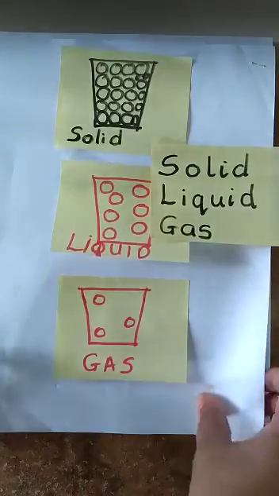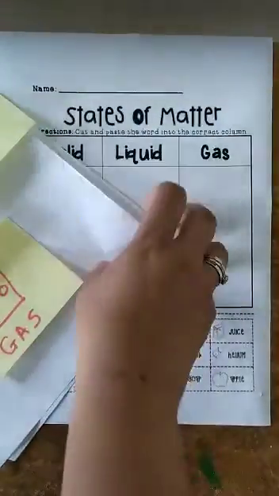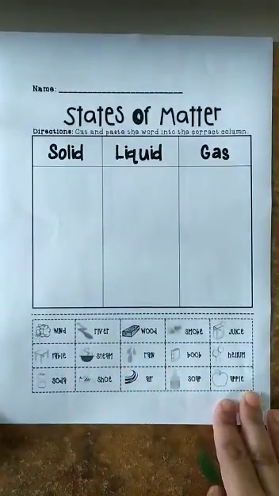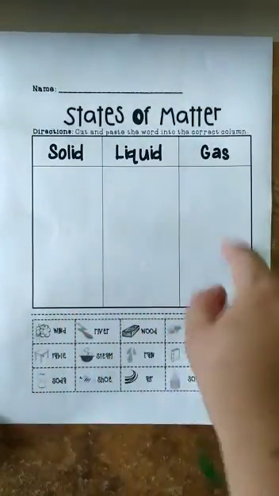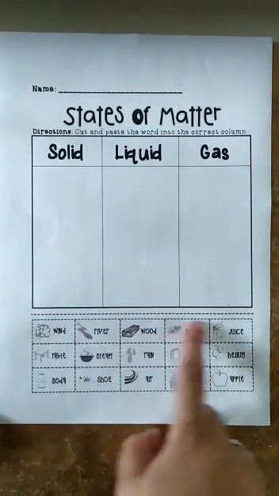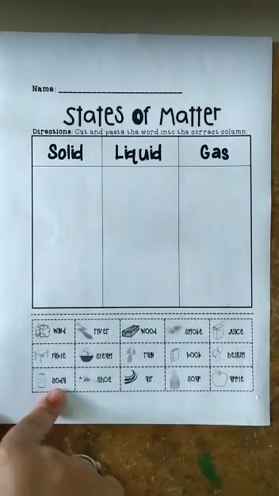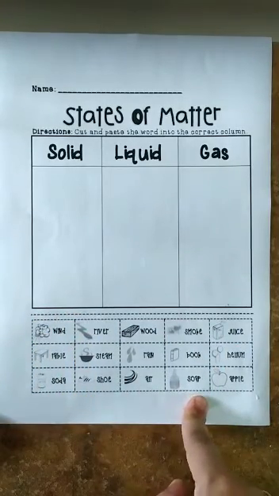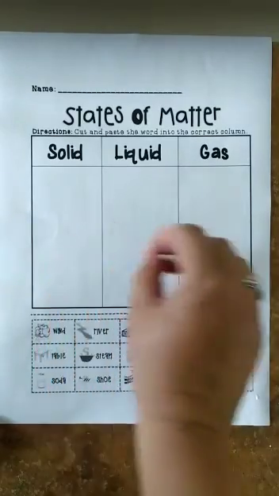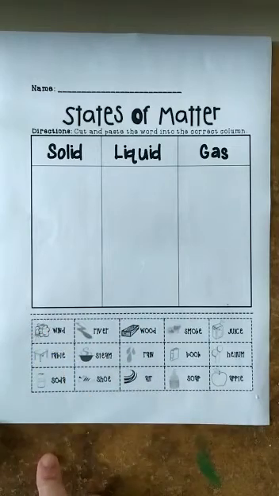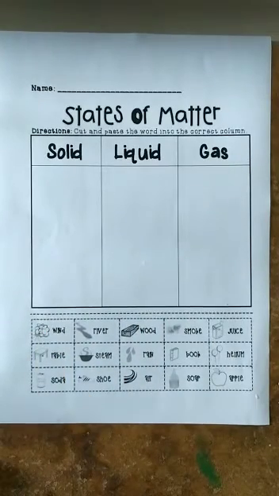So we're going to work on a worksheet on states of matter. It's solid, liquid, and gas. You have different columns, and we have little cards here with pictures. It tells you exactly what it is. You're going to cut it up, and you're going to put it in the correct column, whether it's a solid, a liquid, or a gas. So wind, you have to put it in the correct column.